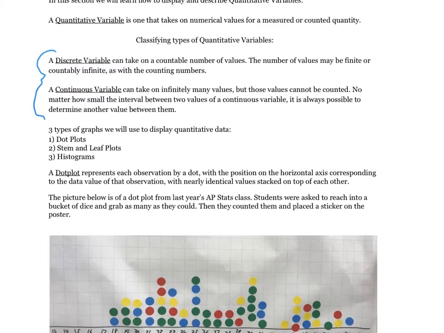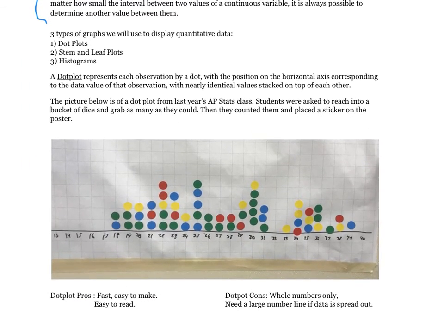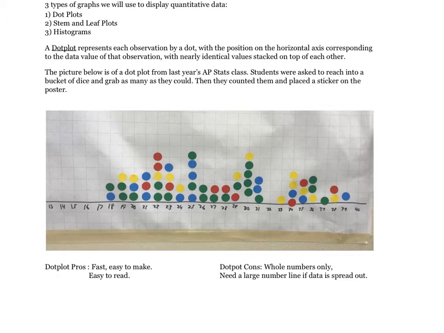So a dot plot, pretty straightforward. There's an example of one on this page. It just represents each observation by a dot. It's pretty straightforward. And then we make a horizontal axis with all the possible values. This only works for discrete quantitative variables, because if you had to list out decimals in there, the page would get too large, wouldn't be practical, okay? So this only works with whole numbers.